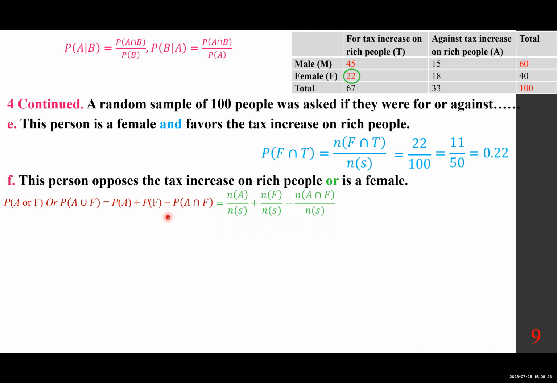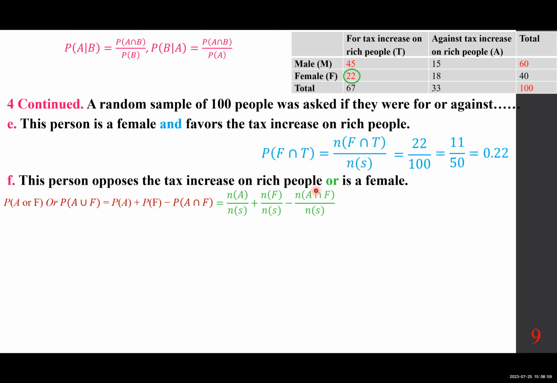Another way of writing this: P of A is N of A over N of S, P of F is N of F over N of S, and this one is N of A intersection F over N of S. So, or you can just have a large fraction bar, add these two numbers, subtract this.